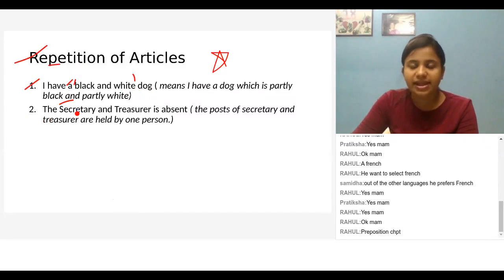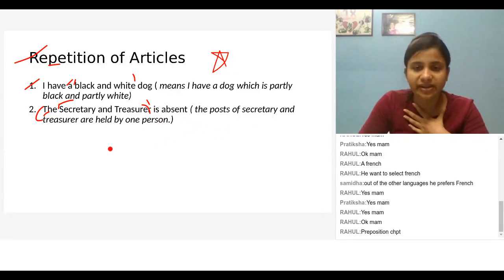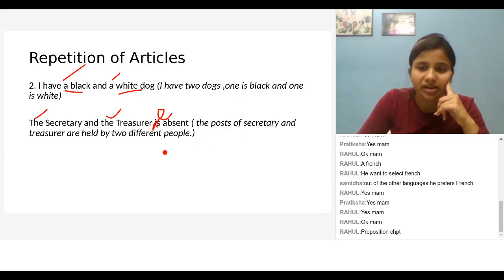If I say the secretary and treasurer is absent, it means there is a person who is both the secretary and the treasurer, because the applies to both. Posts for secretary and treasurer are held by one person. If I say the secretary and the treasurer are absent, then that means the posts of secretary and treasurer are held by two different people.